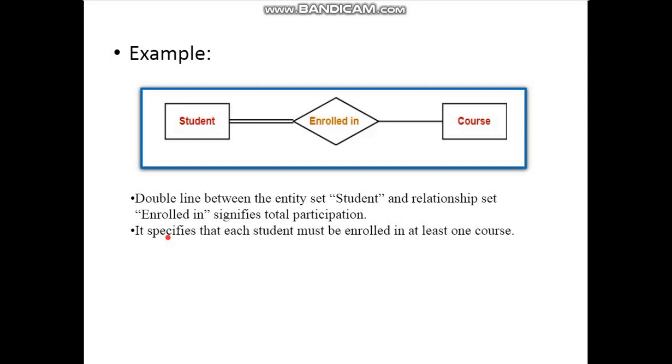A student should enroll in at least one course. Okay, it can be more than one, but compulsorily one course must be enrolled by the student, right? So this is the mandatory participation or total participation, and it is represented by the double line between the entity type and the relationship set.